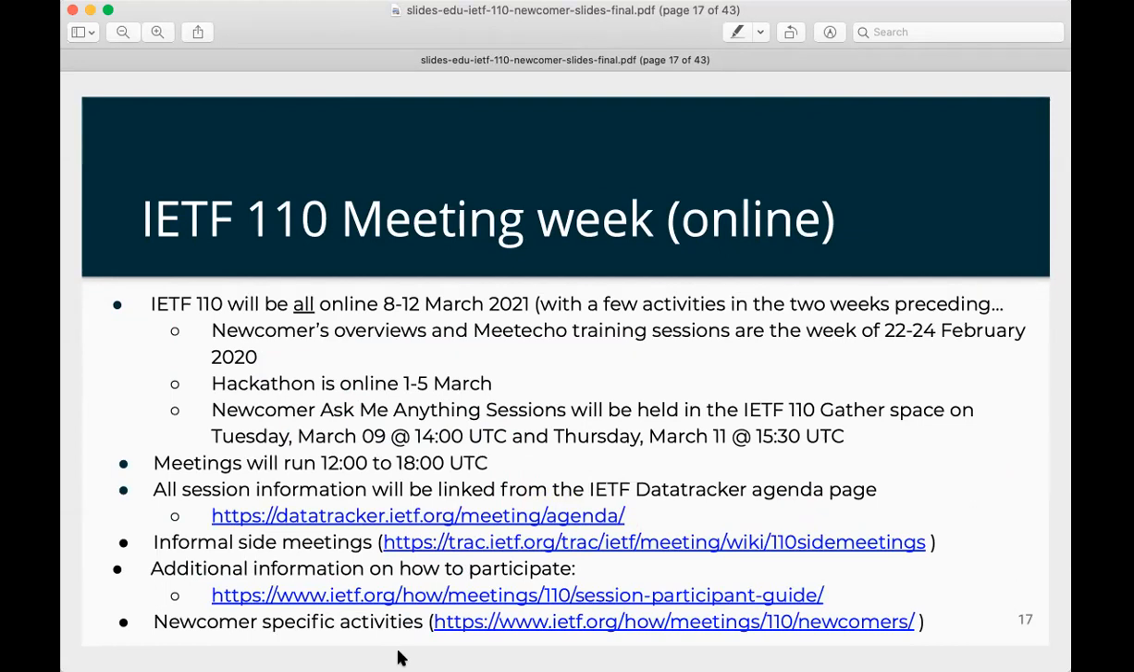MeetEcho is the platform that we use for the meeting. So for example, for this meeting, we're using Zoom, but for a regular IETF meeting, we use MeetEcho, and it's a custom-built tool that enables us to have a lot of the features that we would have in a normal face-to-face IETF meeting. It's a little bit different, but like all of these tools, every one of them has a different user interface. And so with MeetEcho, if you spend a few minutes getting used to the user interface before the meeting starts, then you will be well served during the meeting itself.